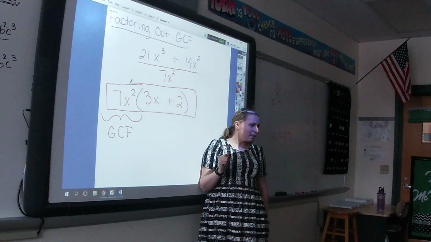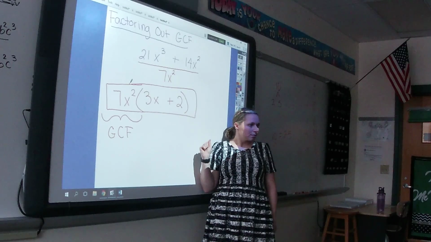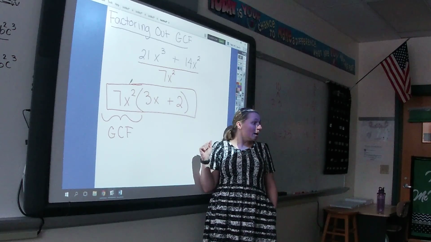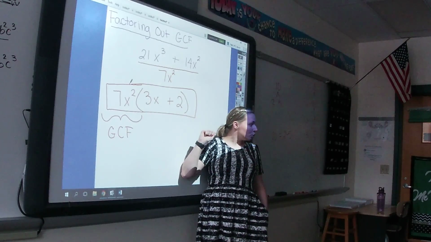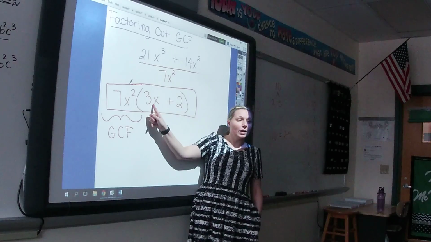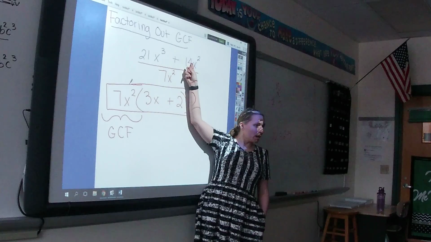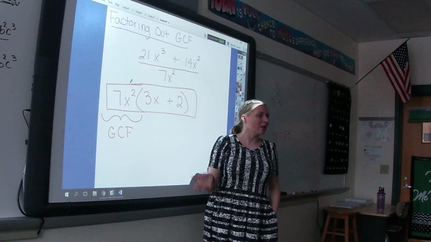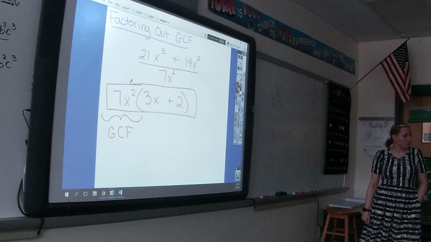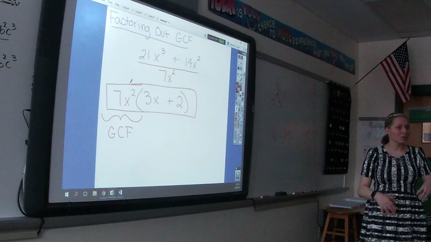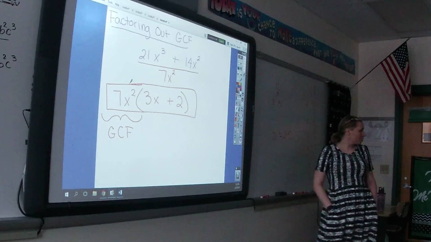Now, we should also be sitting there going, wait a minute, this looks really familiar. What does this look like? It's from last trimester, polynomials, where we would distribute. And if we were to distribute, we would get 21x to the third plus 14x squared. All we're doing is everything we did last trimester with polynomials, backwards. We're just undoing that process of multiplication with polynomials. Questions on this one?